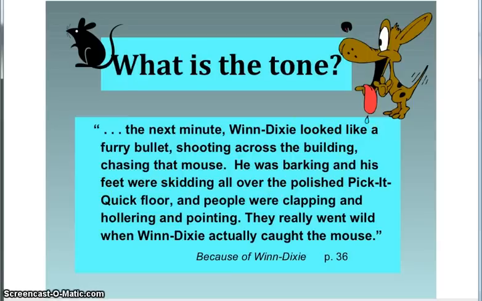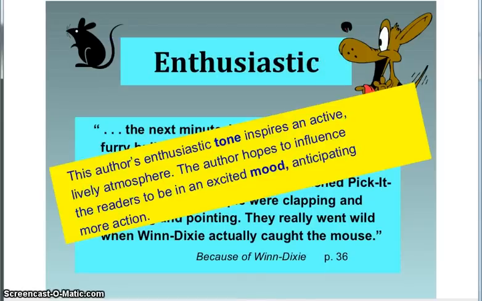What is the tone of this one? The next minute, Winn-Dixie looked like a furry bullet shooting across the building, chasing that mouse. He was barking and his feet were skidding all over the polished pine floor, and people were clapping and hollering and pointing. They really went wild when Winn-Dixie actually caught the mouse. The author's enthusiastic tone inspires an active, lively atmosphere. The author hopes to influence the readers to be in an excited mood, anticipating more action.